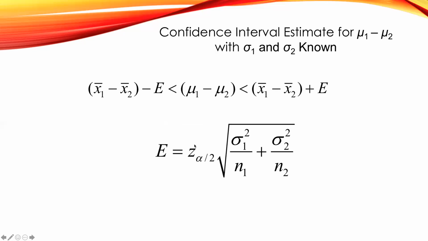Confidence interval, the only thing that would change is that we use z alpha over 2 instead of t alpha over 2. And instead of s1 squared, in other words, the sample variance, we would actually have the population variance for group 1 and then the population variance for group 2.